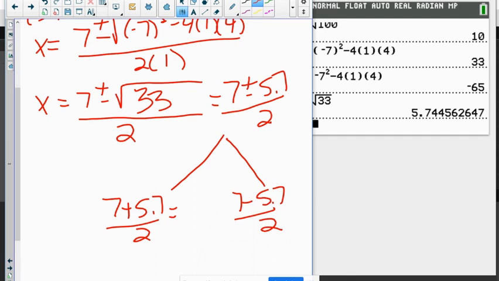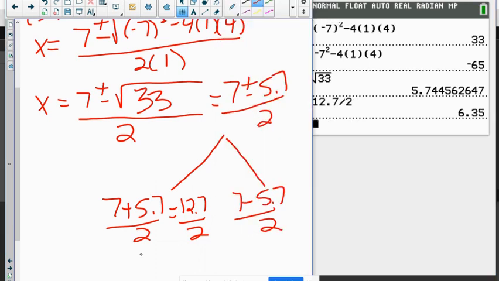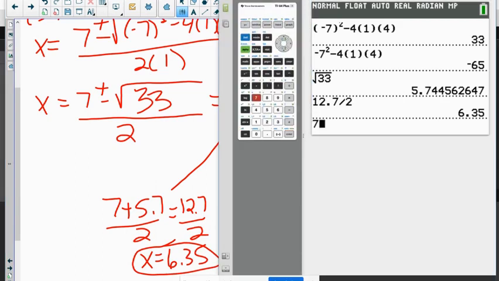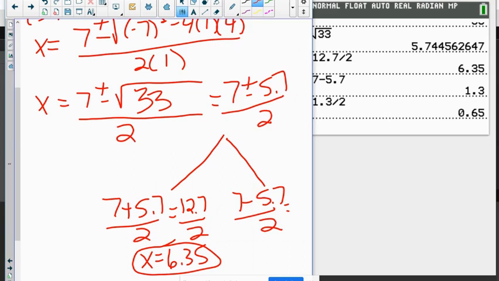When I add 7 plus 5.7, I get 12.7 divided by 2. 12.7 divided by 2 is 6.35. So one of my solutions is 6.35. Here, 7 minus 5.7 is 1.3, and then I'm going to do 1.3 divided by 2. So notice I always hit enter first, so 0.5.